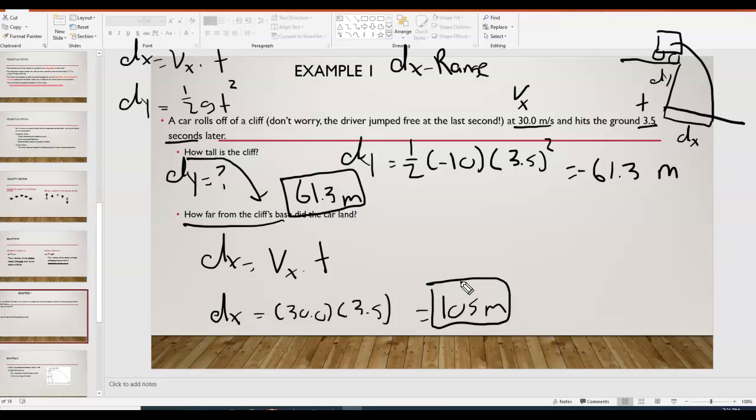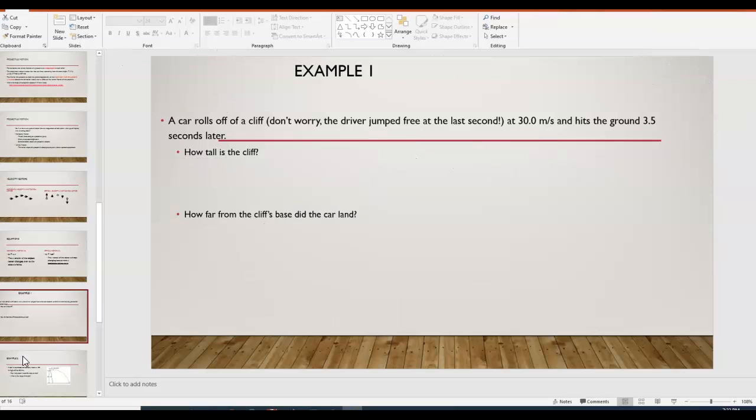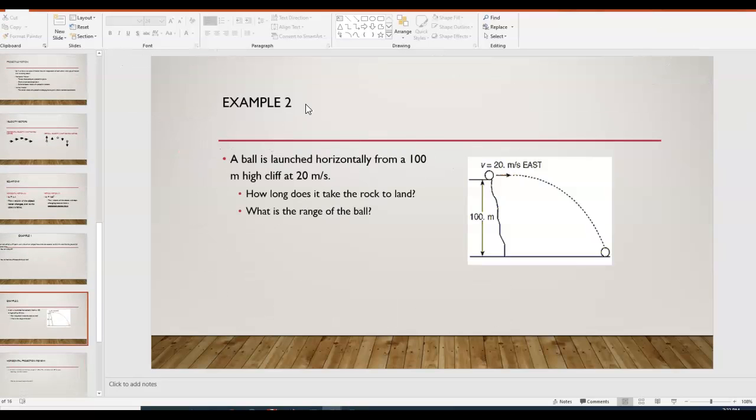Okay, so that is example 1. That is a projectile motion question. Okay, we're going to do one or two more examples. Okay, pause it here if you need to. Okay, so take a look at example 2.